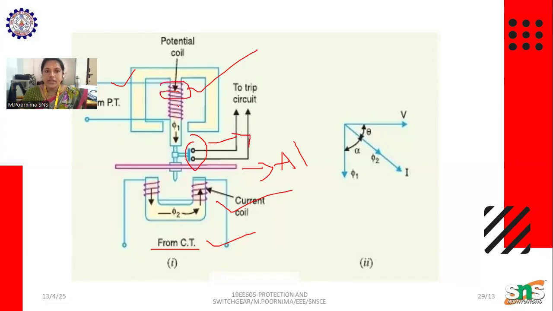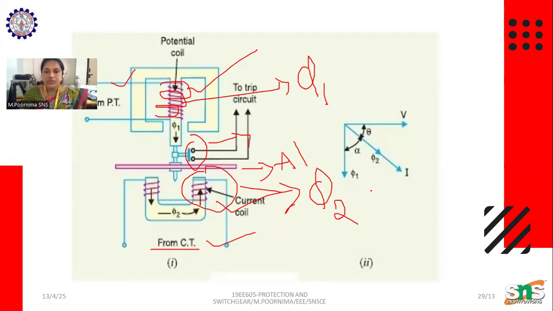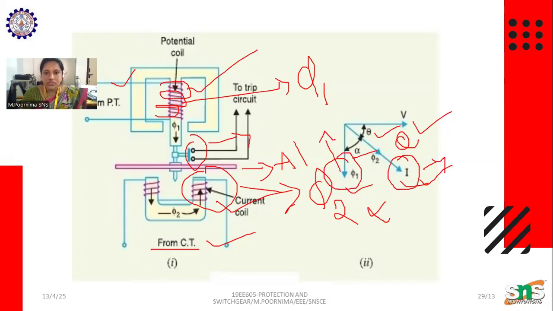When the potential coil is energized, flux phi 1 is produced. When the current coil is energized, flux phi 2 is produced. Flux phi 1 is related to voltage and phi 2 to current. The angle between voltage and current is theta, and the angle between the current and the flux is alpha.